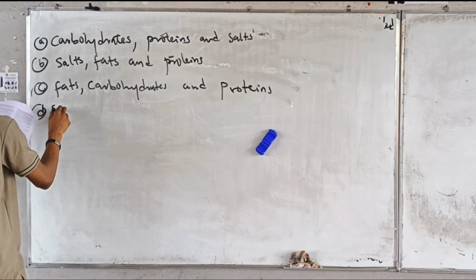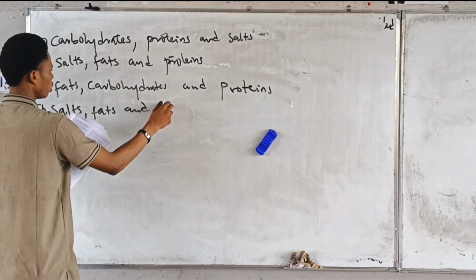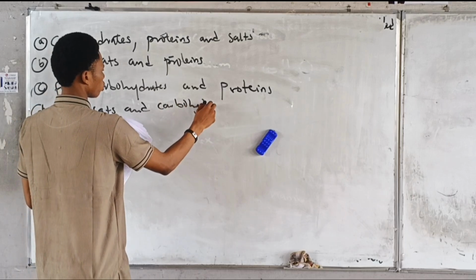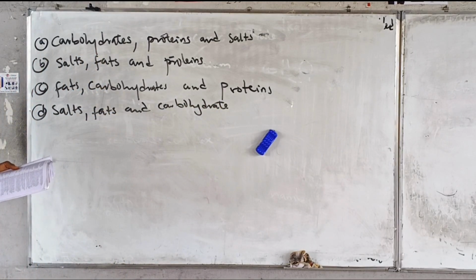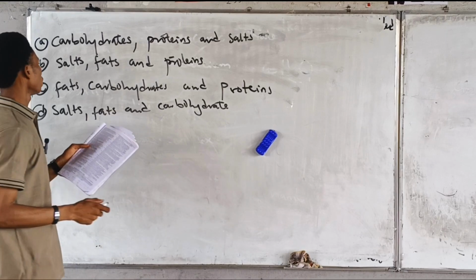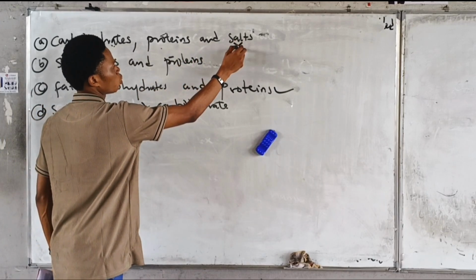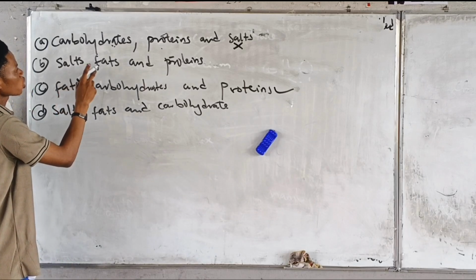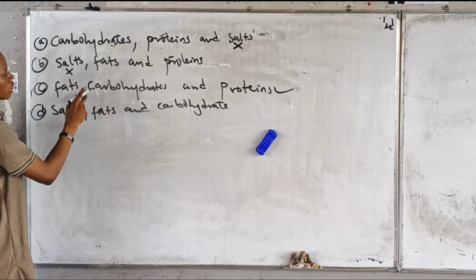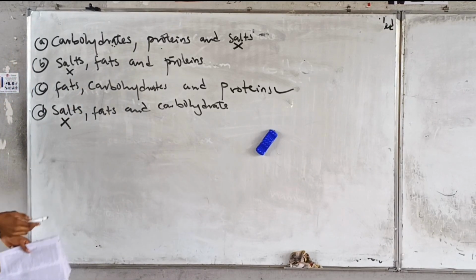D. Salts, fats, and carbohydrates. So what's the answer to this question? C. The question says the main organic substances found in the human body. The answer is actually C. Carbohydrates, yes. Protein, yes. But salt, no. It's not the main. It's one in the body, but not the main. Fats, carbohydrates, and protein, yes. Salt, no.